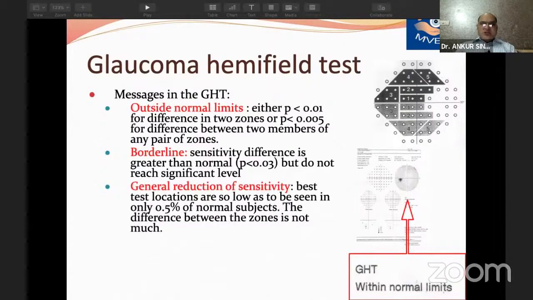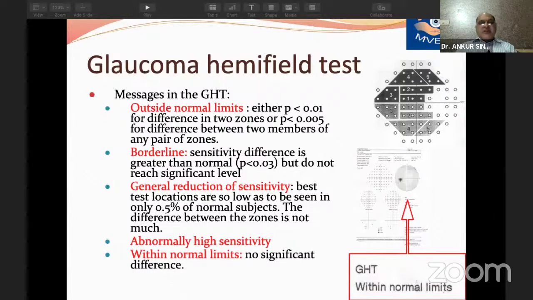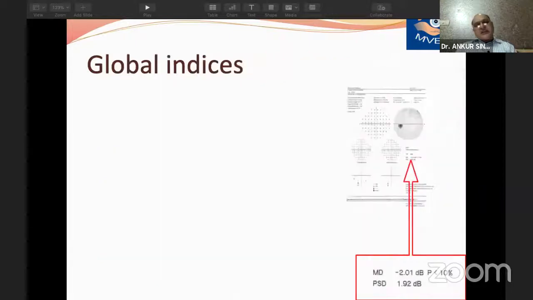If the two zones are not much different, but the locations are showing depression which is seen in 0.5% of normal subjects, it is labeled as generalized reduction of sensitivity. Or it could be abnormally high sensitivity, as we just discussed in a trigger-happy patient, or it could be within normal limits, where there is no difference between the superior and the inferior hemifields.